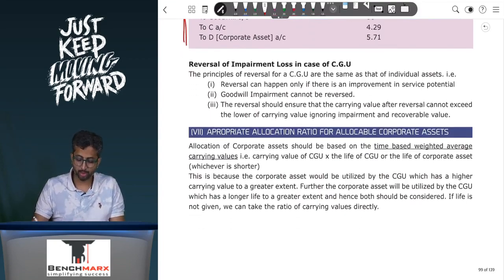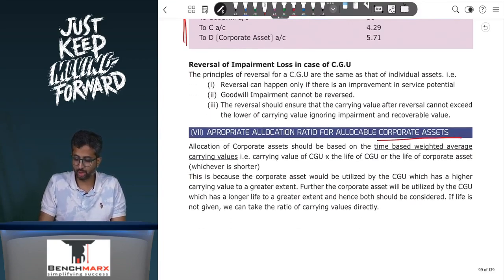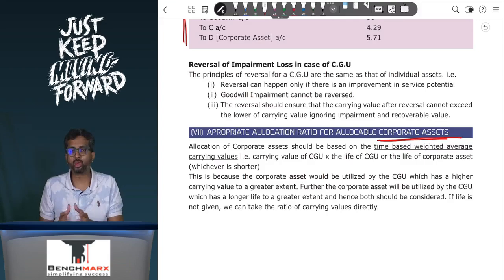Okay. Appropriate allocation in case of allocable corporate assets. If you have to allocate a corporate asset like a research and development center to each of the divisions, or each of the assets within the divisions, then in what ratio will you do that? Well, usually in the ratio of the carrying values.